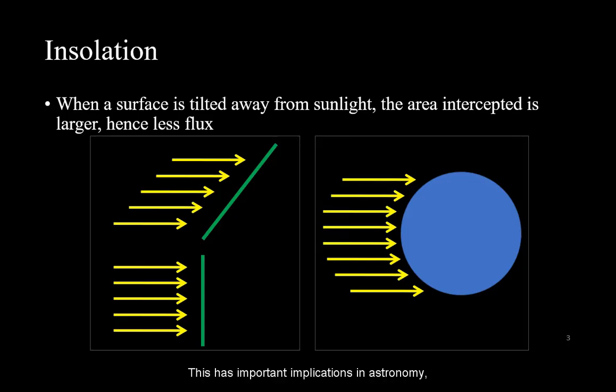This has important implications in astronomy, as it explains how sunlight shining on Earth, known as insolation, heats the surface differently depending on latitude. Near the equator, solar power hits the surface more directly, hence it is more concentrated per unit area and there is greater heating.